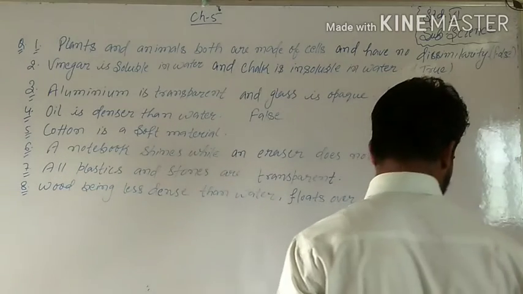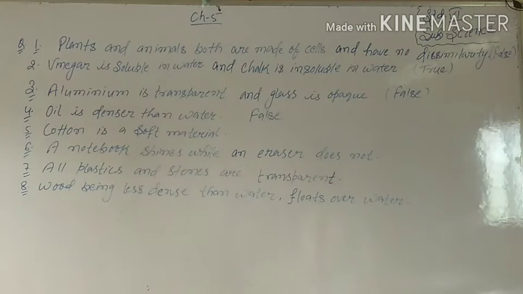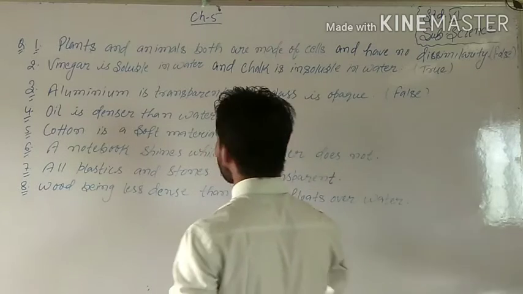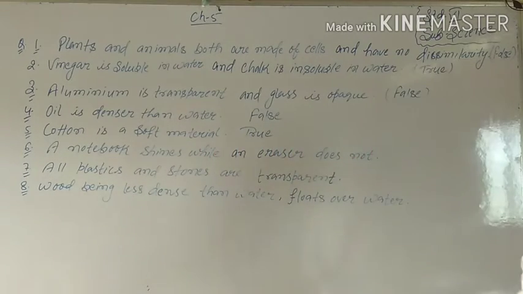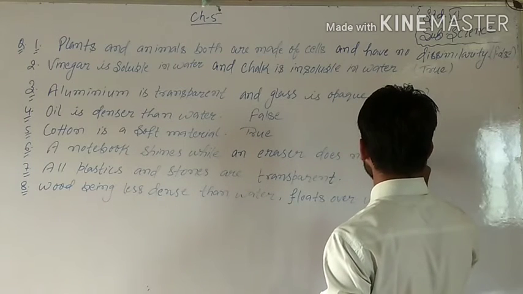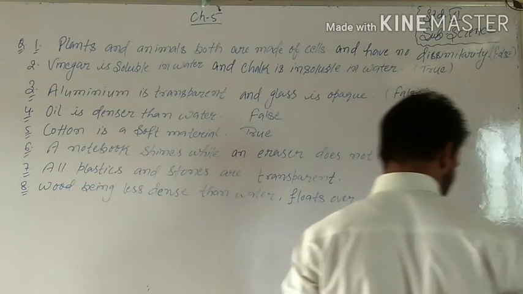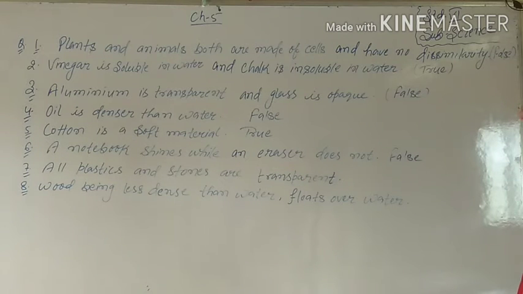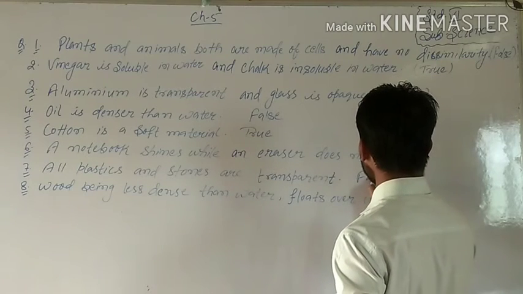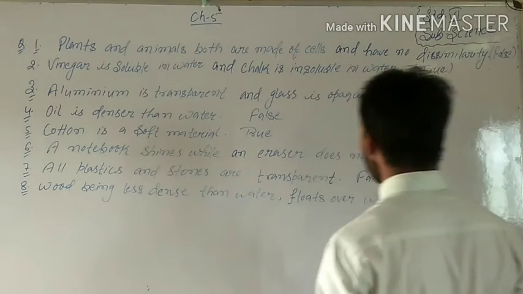Okay, students. See question number 5. Cotton is a soft material. Exactly. Cotton is a soft material. It is true. See the next question. A notebook signs while an eraser does not. You do the practical with the item, then you consider the statement false. See, all plastics and stones are transparent. It's completely false. Plastics may be, but stones are not possible.